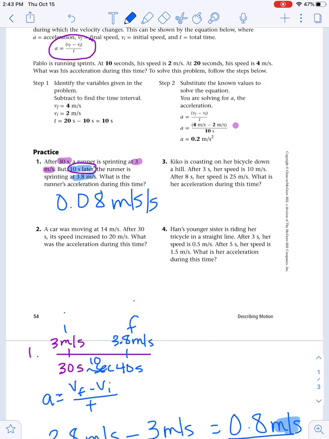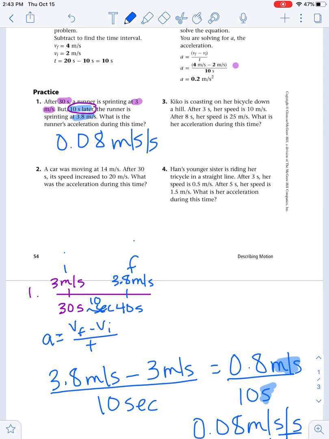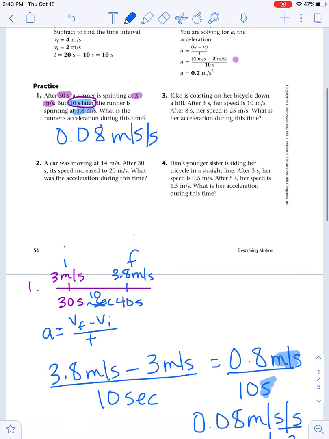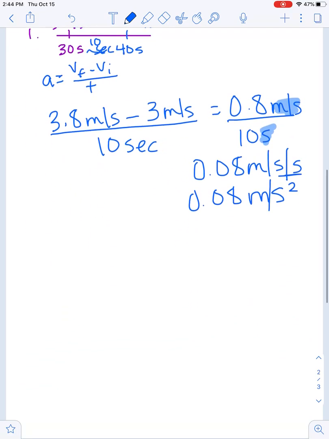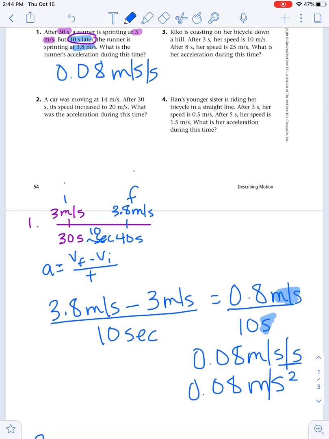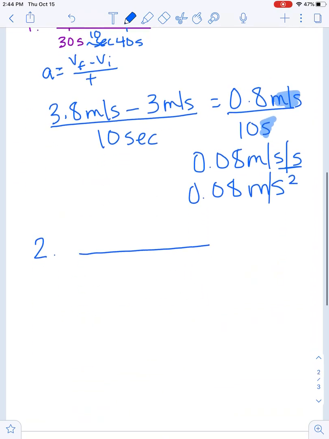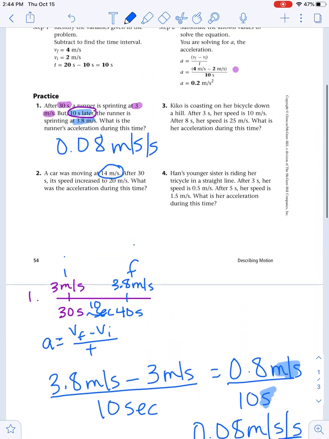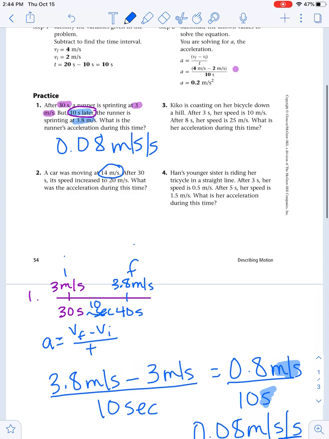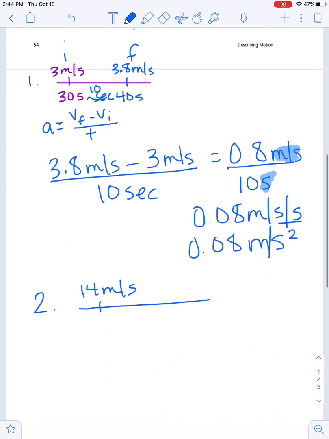Okay? Number 2, a car was moving at 14 meters per second. After 30 seconds, its speed increased to 20 meters per second. What was the acceleration during this time? All right, so let's start to put that on our little line here that's going to help us visualize what we're doing. Okay, so where did I start? My initial speed was 14 meters per second. And then after 30 seconds, its speed increased to 20 meters per second.